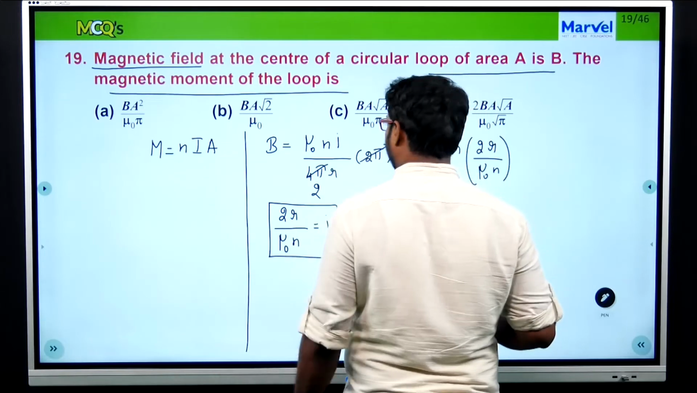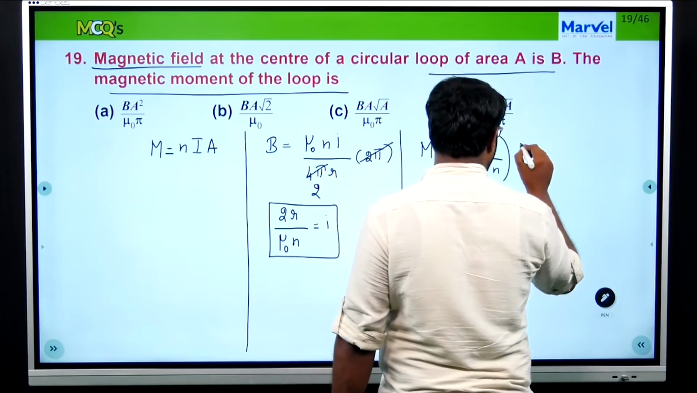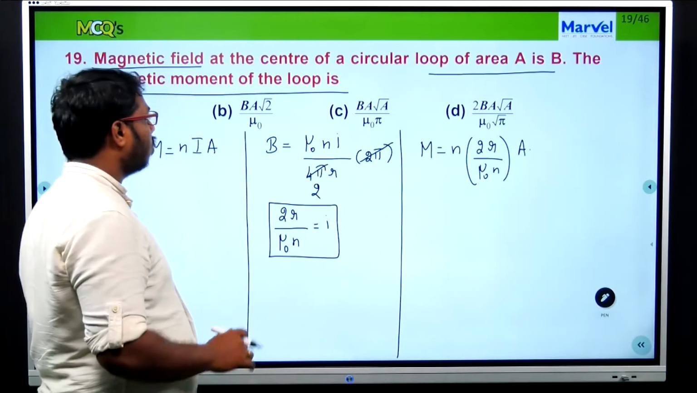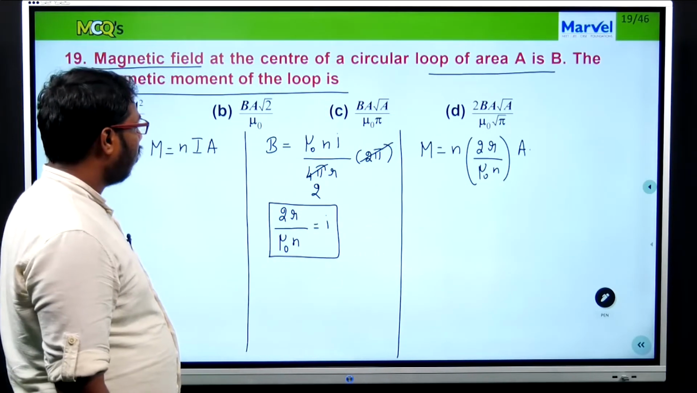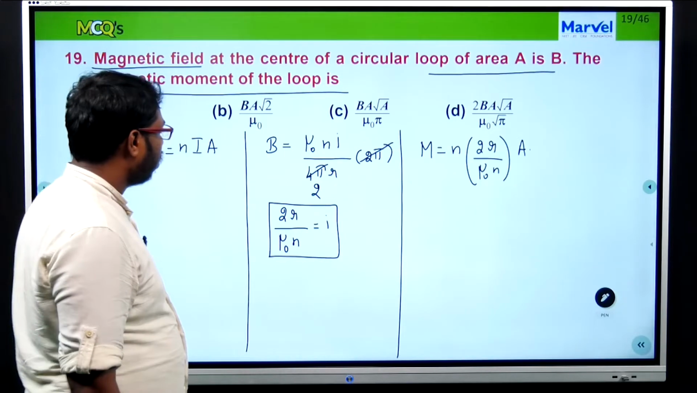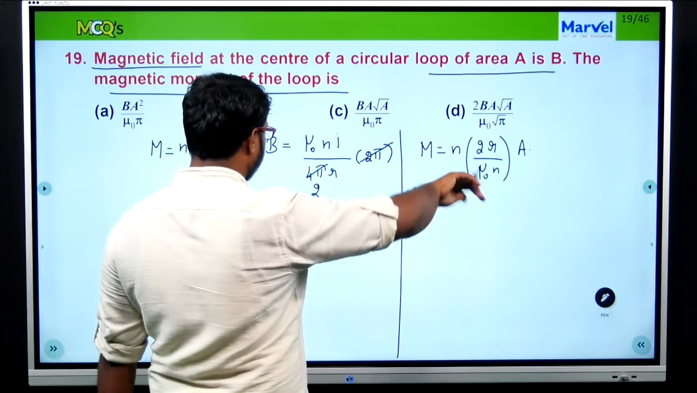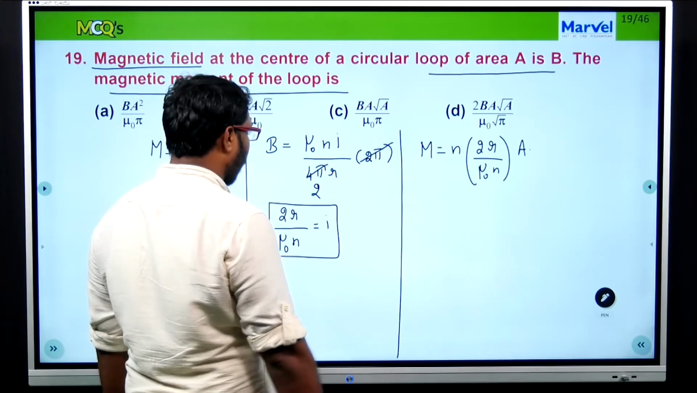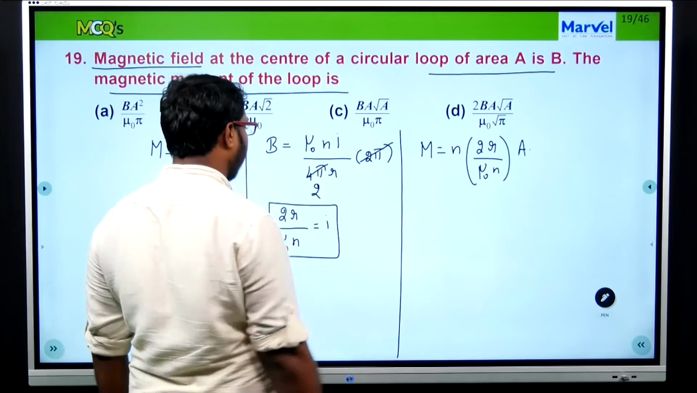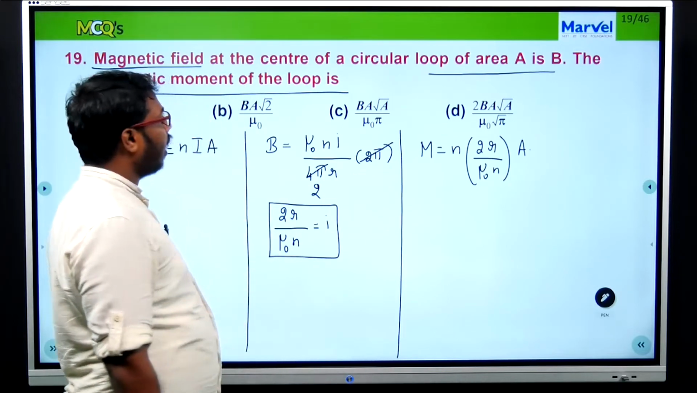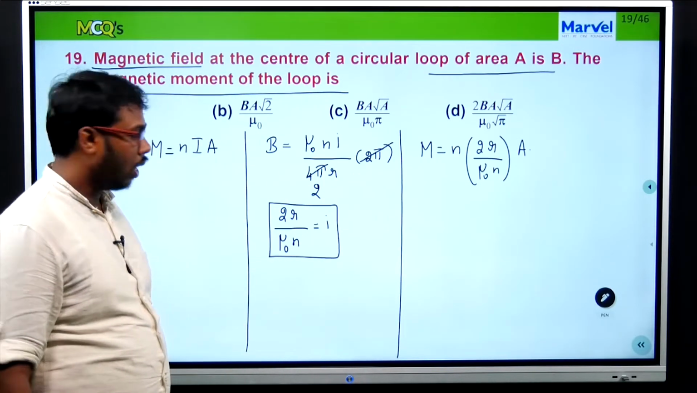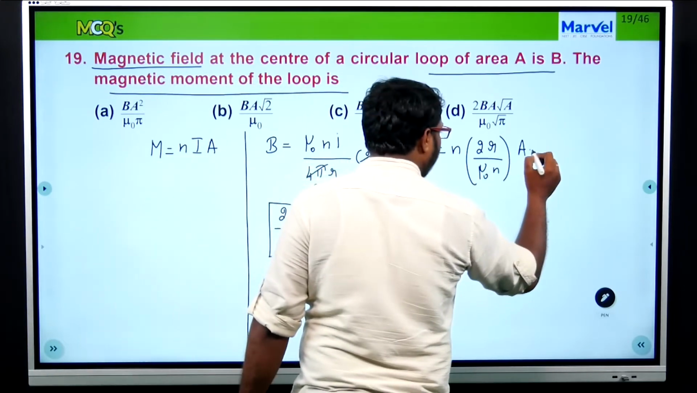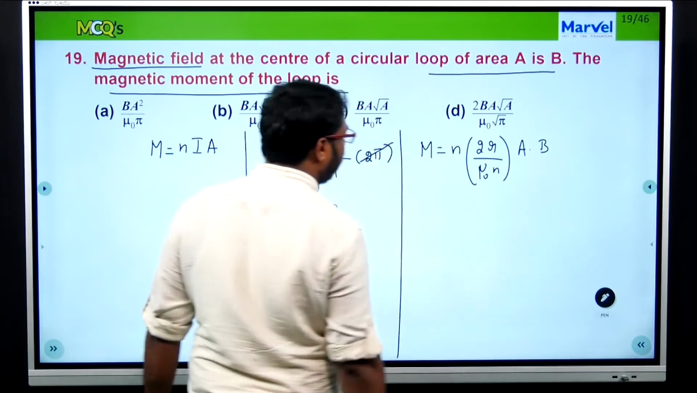What is A? A is nothing but the area. Let me write it straight away. So this is how it is. But unfortunately, if you just take a look at this, what do you see? We see that R is not present in any part of the equation. So I understand that I have to change my R.